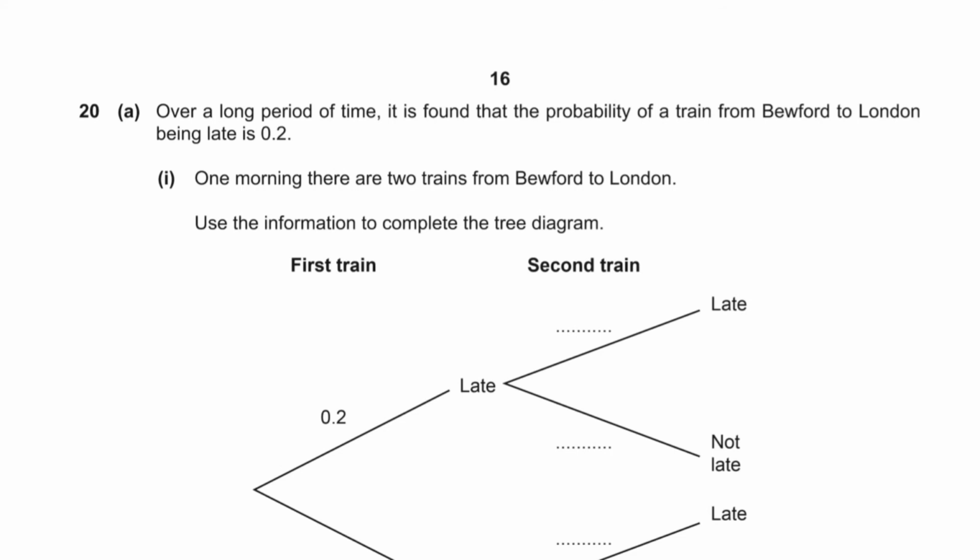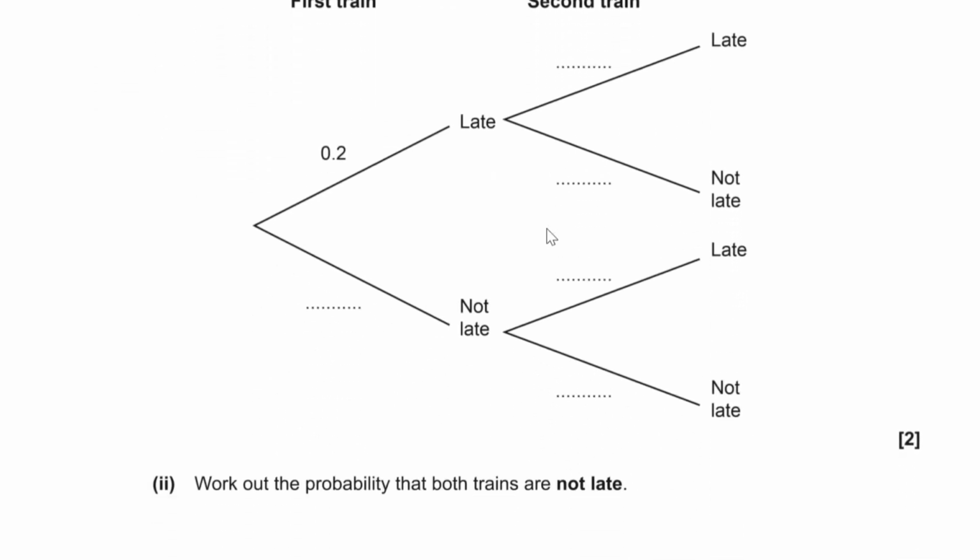Question number 20. For part A, over a long period of time, it is found that the probability of a train from Beaufort to London being late is 0.2. One morning, there are 2 trains from Beaufort to London. Use the information to complete the tree diagram. Well, the probability of being late is 0.2, so we can fill the late probability with 0.2, and if I do 1 subtract 0.2, I get 0.8, so the probability of not being late is 0.8.